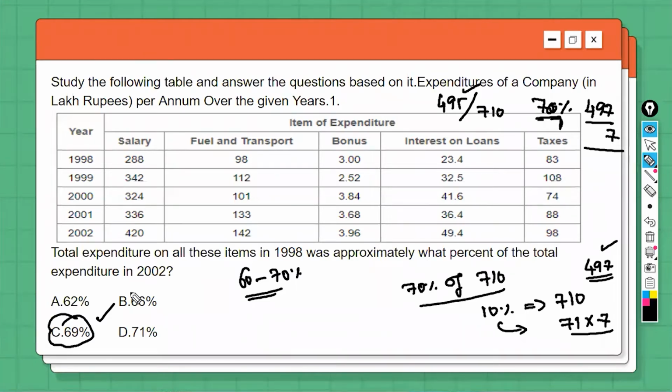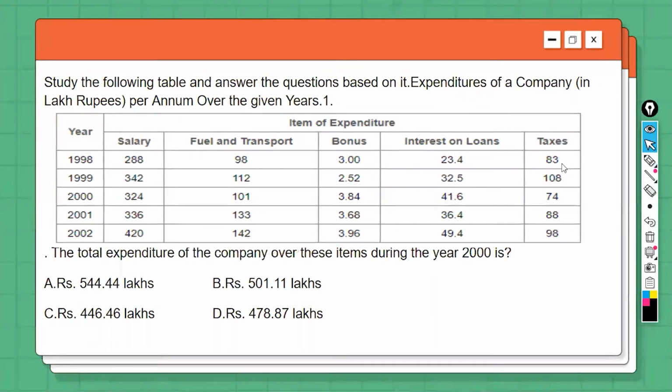Got it, guys? Yeah. If you can understand, please type yes in the chat box, guys. Okay, great.